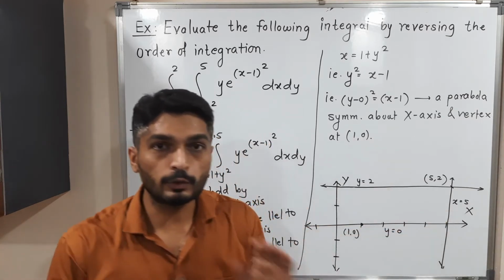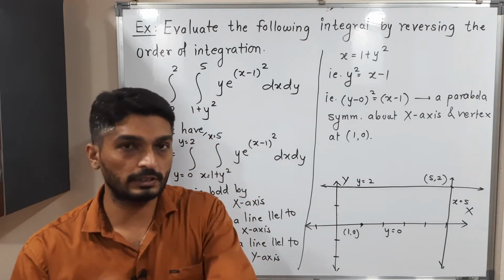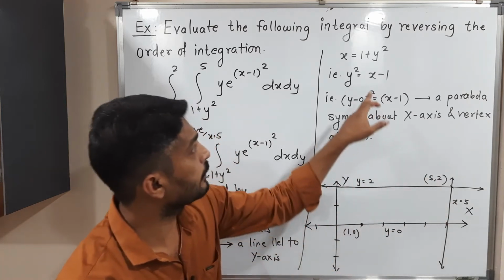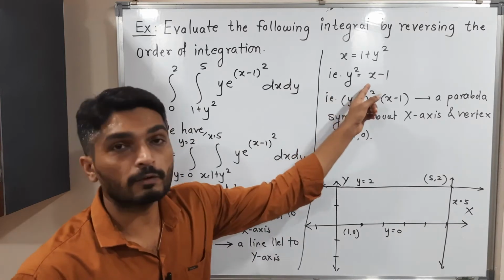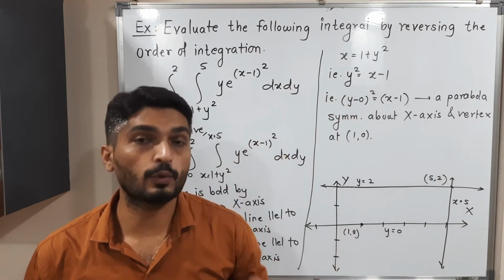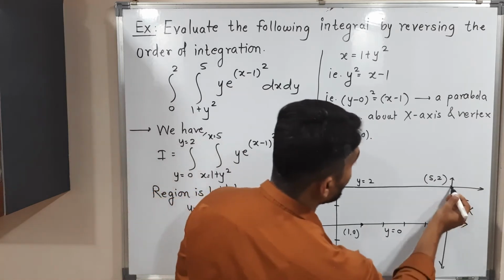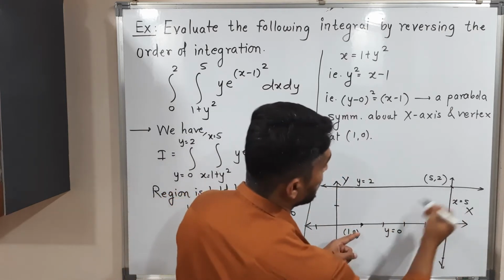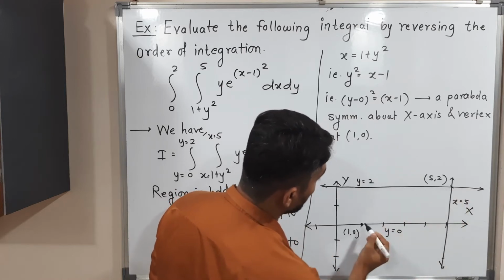x is equal to 5. You know how to find a point of intersection: we put one equation in the second equation and by solving we get the point of intersection. If I put x is equal to 5 here, what will we get? y square is equal to 5 minus 1, that is 4. So y is equal to plus minus 2, that means y is equal to 2 and y is equal to minus 2. At these two distinct points, this parabola will cut this line. So the parabola should pass through this point and this point.